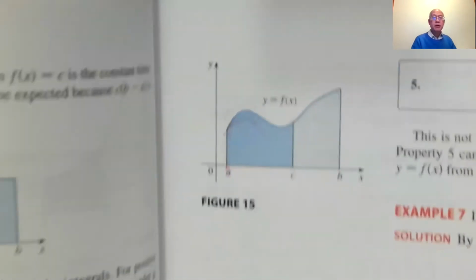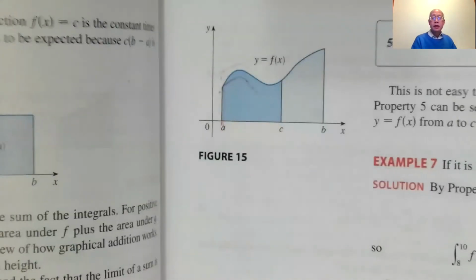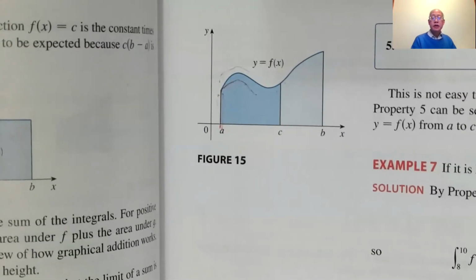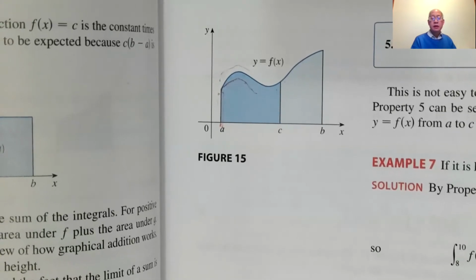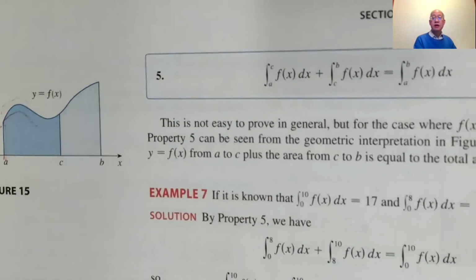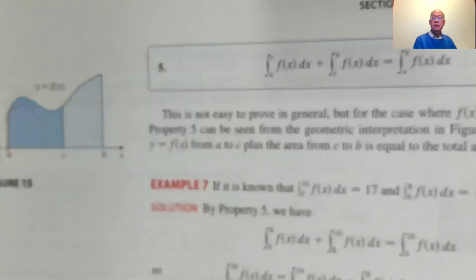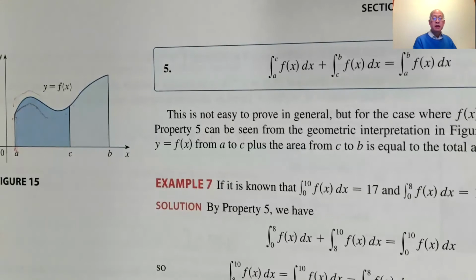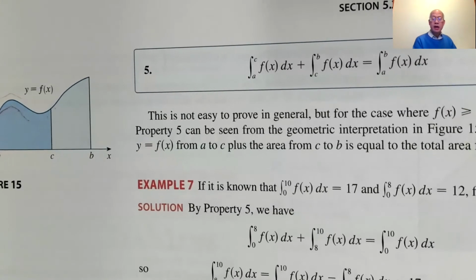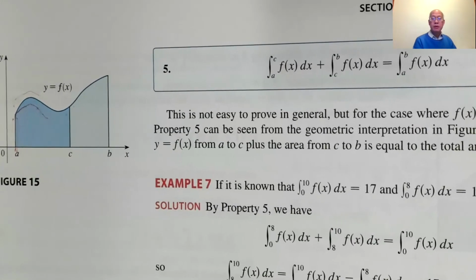And this addition property, figure 15: the integral from a to c plus the integral from c to b is equal to the integral from a to b. The integral from a to c, that dark blue, plus the integral from c to b, the grayish thing. Well, I get the same area as if I went straight from a to b in the first place.